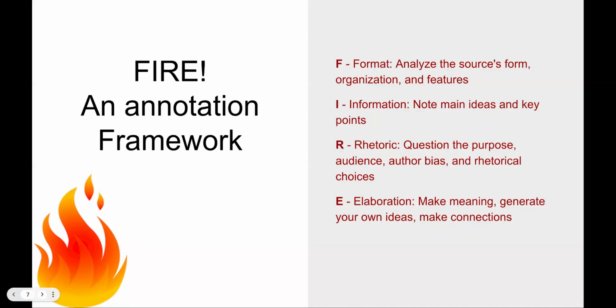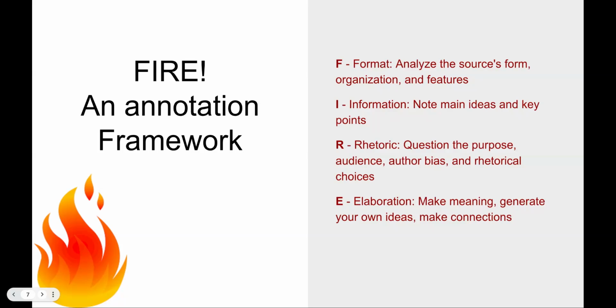R is for rhetoric. This is a word that you would have run into in English 101. You'll hear it a lot more in English 102. Rhetoric is the art of creating an argument. So this is where you may look at the author's purpose, who the audience is. Are you noting any bias? Are there some rhetorical choices, like really strong words, analogies? Are they slipping into fallacies? This is where you're noting the art of their argument.